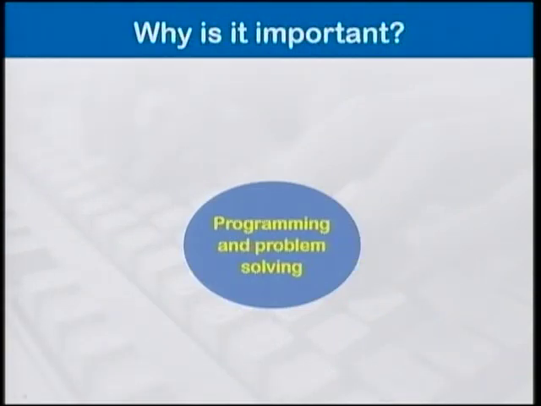Why is it important to do programming and problem solving? When you study ICT and computer science in higher classes, you will surely come across problem solving and programming. It will allow you to do more interesting things as you grow up.